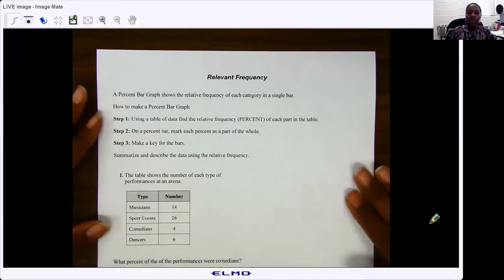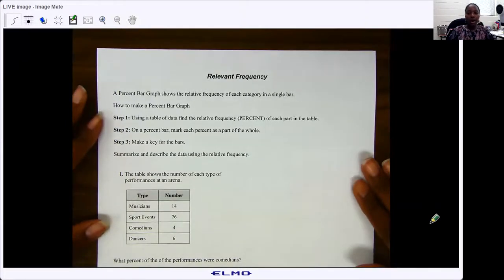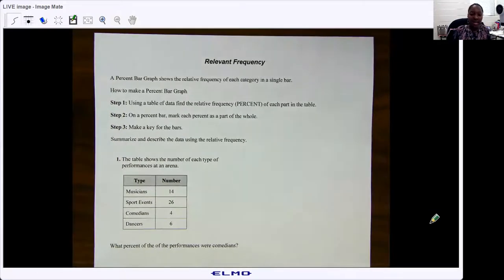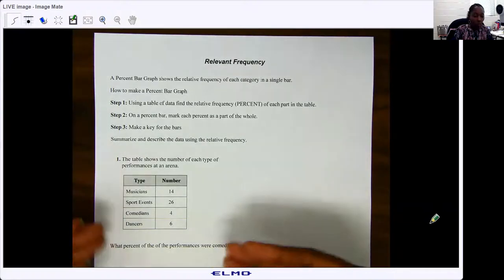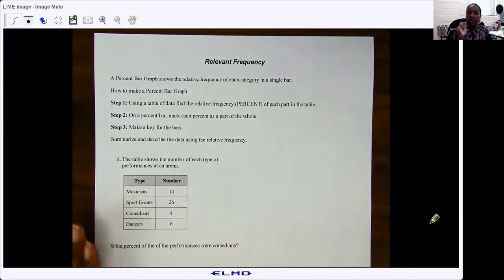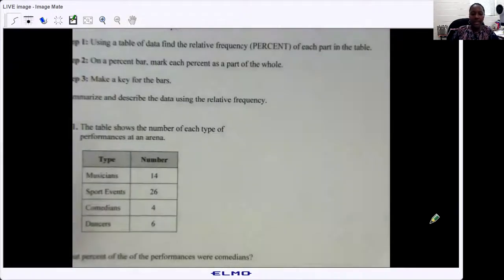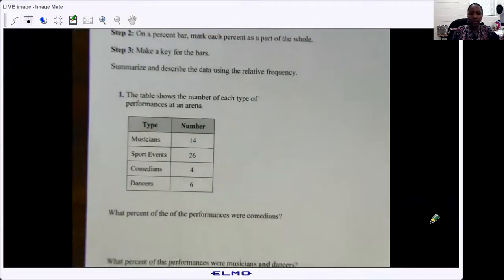All right, relative frequency. A percent bar graph shows the relative frequency of each category in a single bar. How do you make a percent bar graph? Using a table of data, find the relative frequency or the percent for each part in the table. On your percent bar, mark each percent as a part of the whole. And in step 3, make a key for your bars. So we're going to practice that and see if we can't get the hang of what they're talking about.